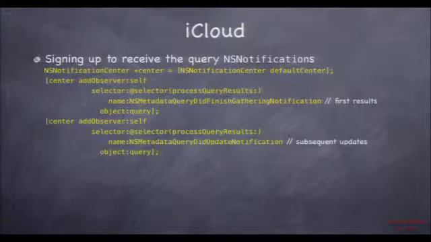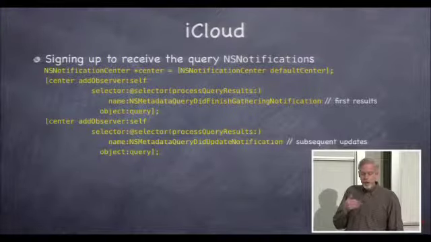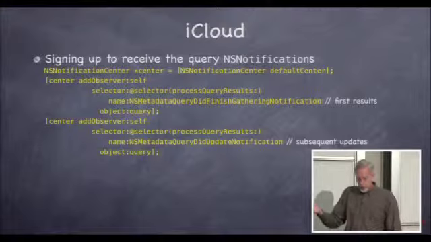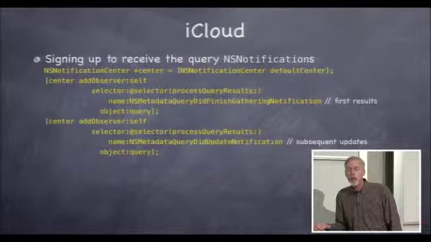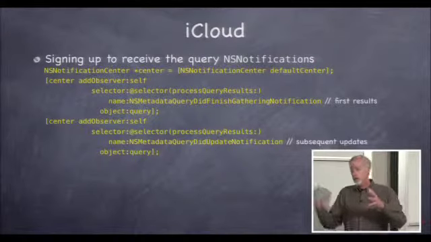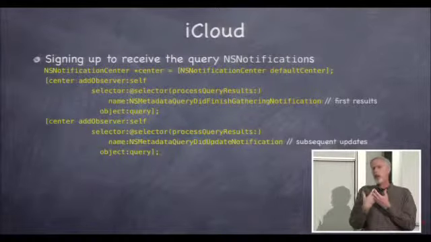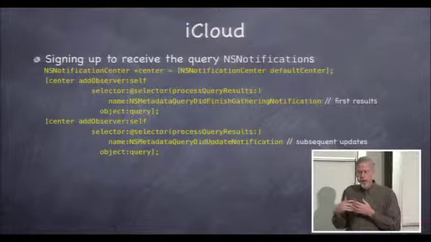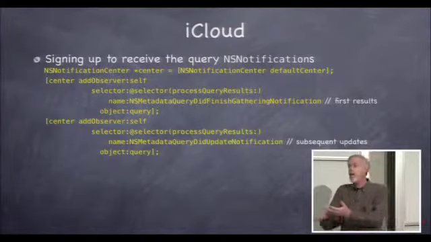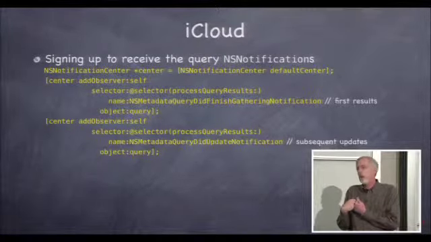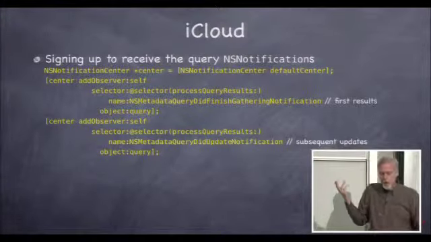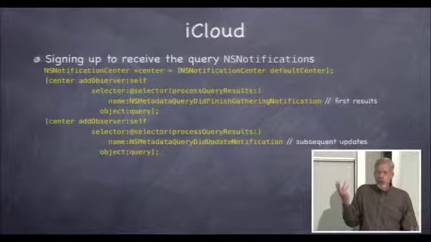So here's what it looks like to sign up to receive the notifications that something has changed. This is Notification Center. We've already talked about this. We're just going to add an observer to call a certain selector, processQueryResults I called it here. And the two interesting notifications are NSMetadataQueryDidFinishGatheringNotification. That's the notification it sends you when it first gets off to the cloud, gets the first chunk or the first look at what's out there. And then there's NSMetadataQueryDidUpdateNotification, which is something has changed in the cloud since I gathered that original batch.